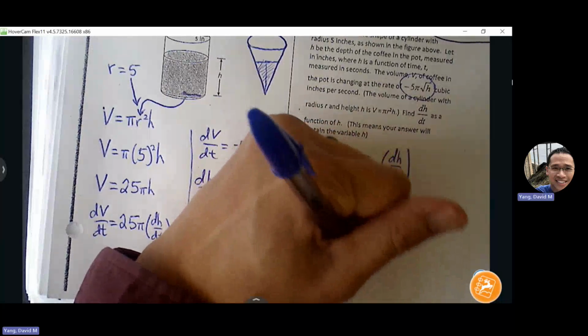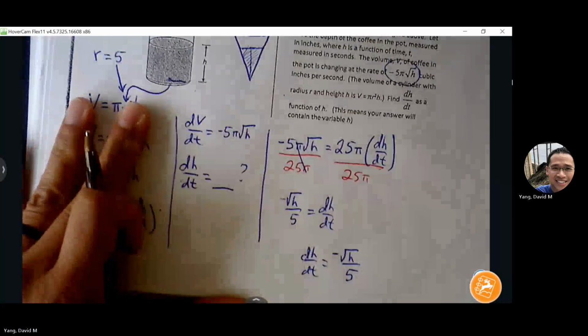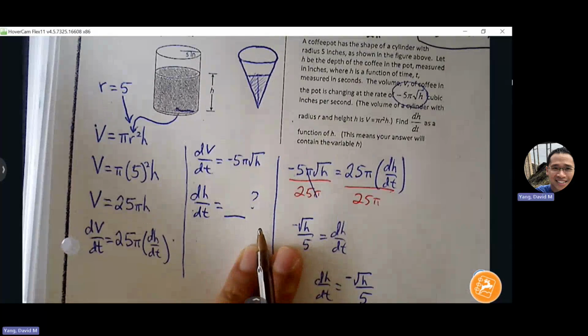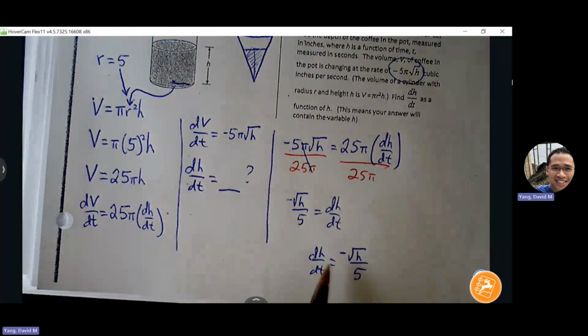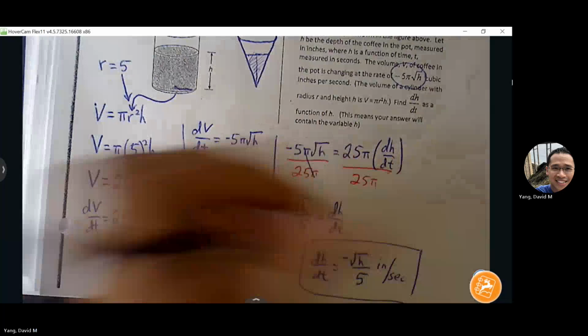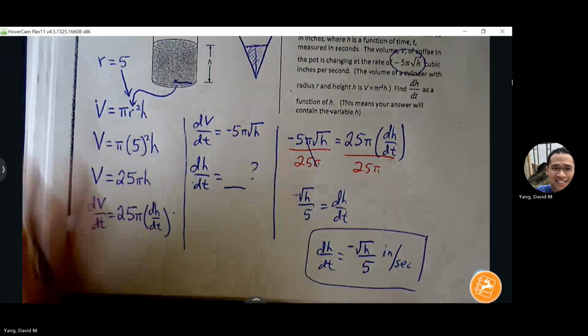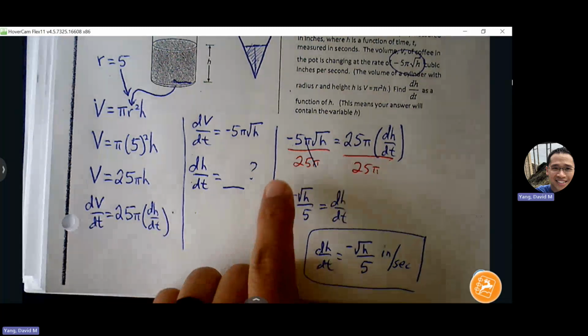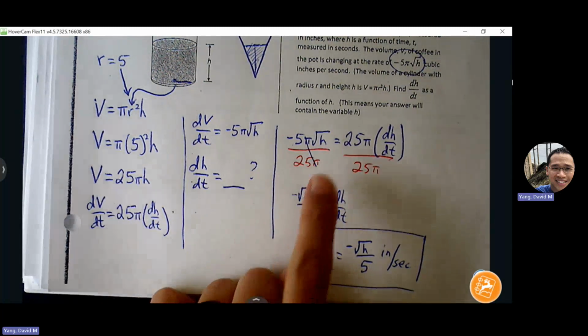Okay, what's my unit of measure here? H is inches, sorry, not feet. T is seconds, so inches per second. Why do we not have pi in the answer? Because it canceled out.